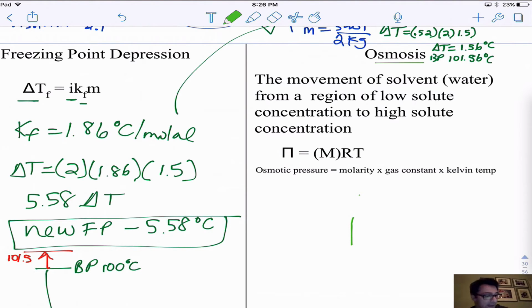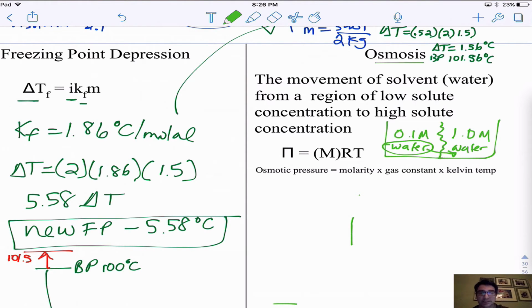For example, if I had a 0.1 molar solution in a container like this with a porous barrier, and over here I had a 1.0 molar solution, there'd be water on both sides. The water would move from low to high solute concentration. So the water would move from the 0.1 molar side to the 1 molar side. The idea would be to dilute out the solution until the concentrations were equal.